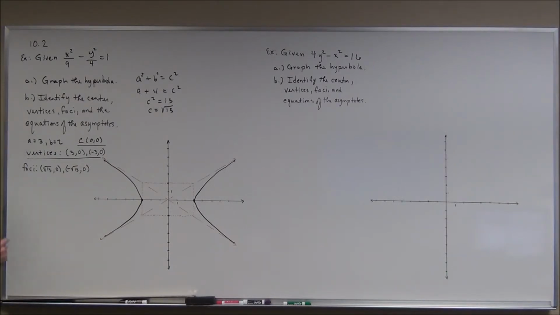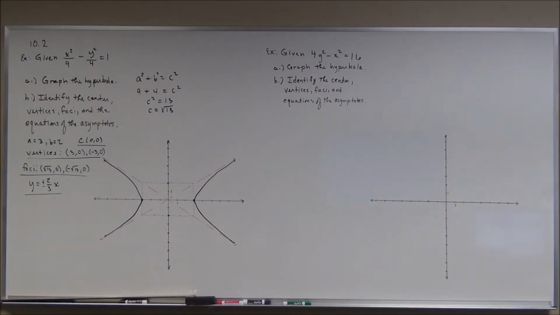And the equations of my asymptotes, y equals plus or minus, I'll get 2 for 1 here, b over a, so plus or minus 2/3 x. And I am ready for the next example. That one wasn't so bad.